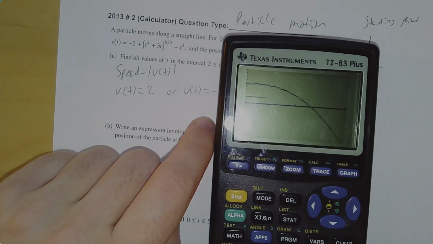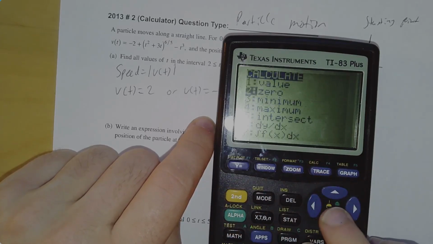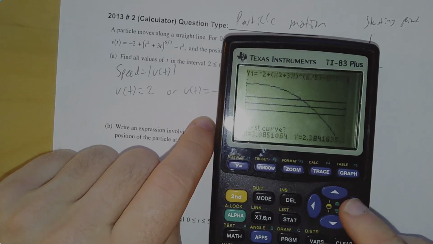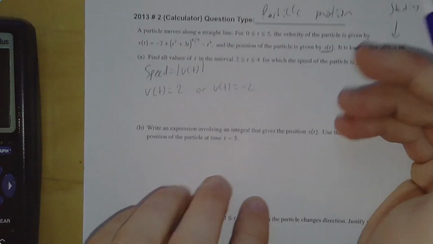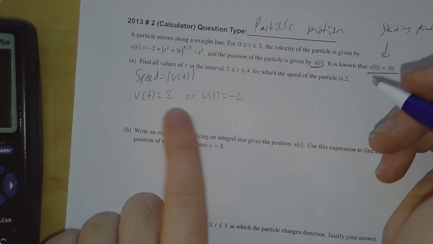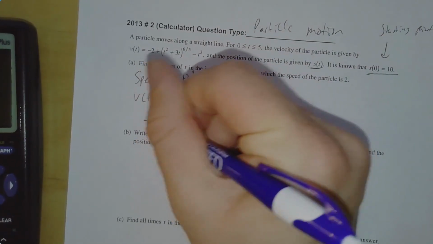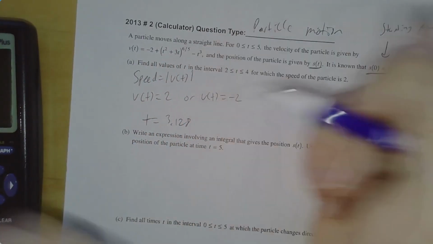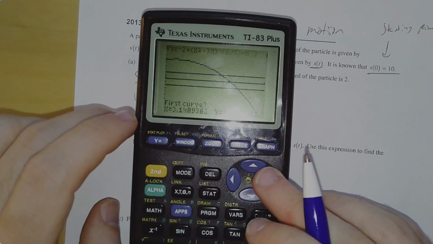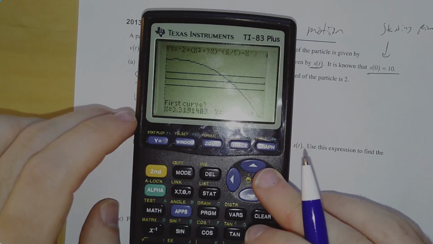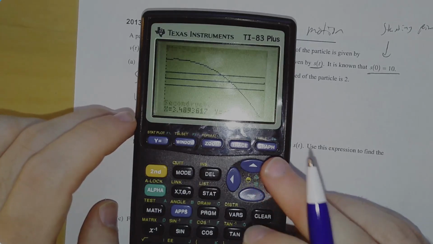We can see that it hits it there and it hits it there. So we're going to get those intersections at 3.128. So basically what we're saying here is that this is fine. So we're going to get t equals 3.128, and then we'll get the other one. Second calc, intersect down here, enter, enter, enter.